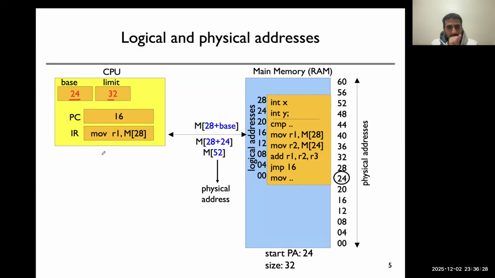The second purpose of using the base and limit register is relocation. For example, if I simply change the value of the base register from 24 to 10, the range of all the addresses that will be generated will be 10 to 42. And our program will be loaded in memory accordingly, right? Now let's have a look at how.